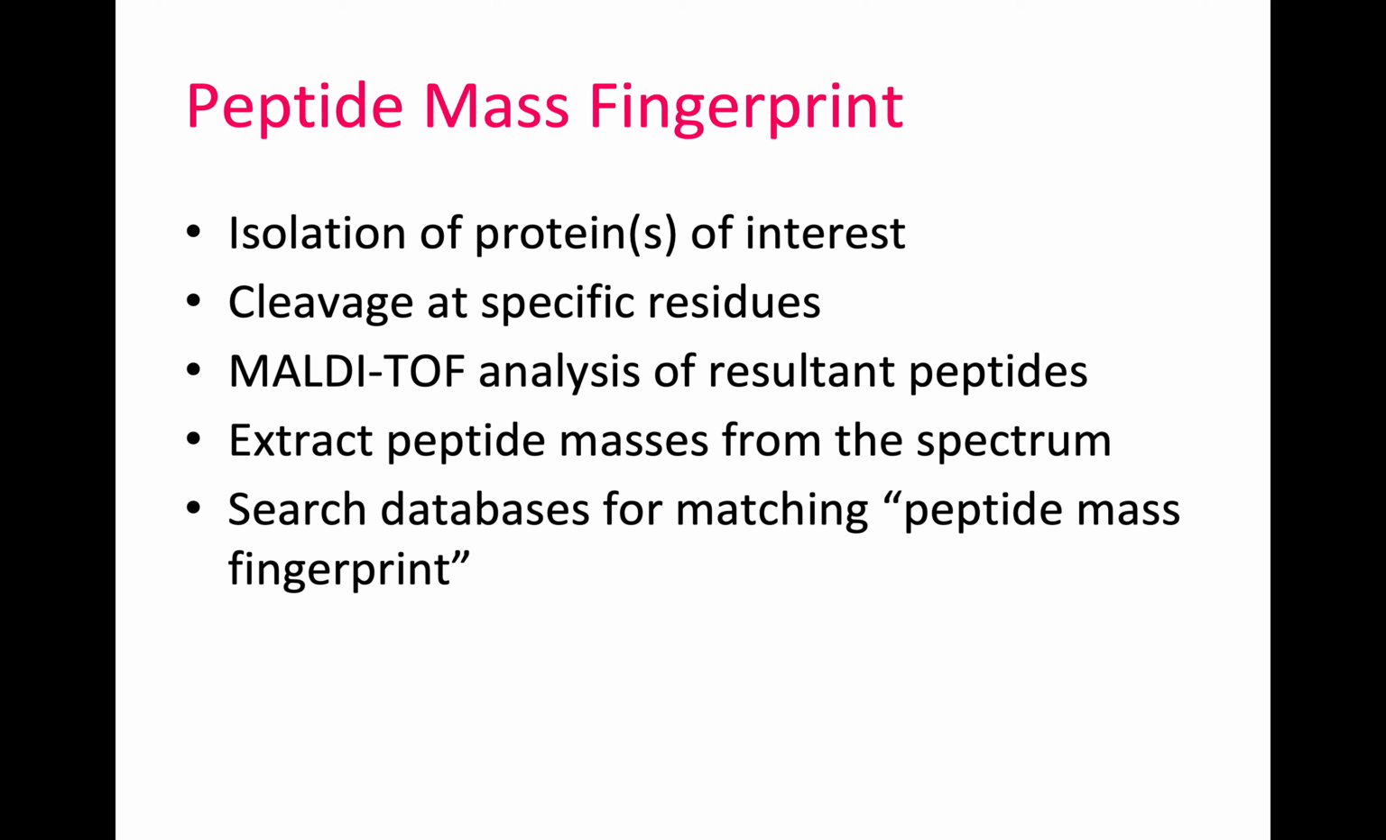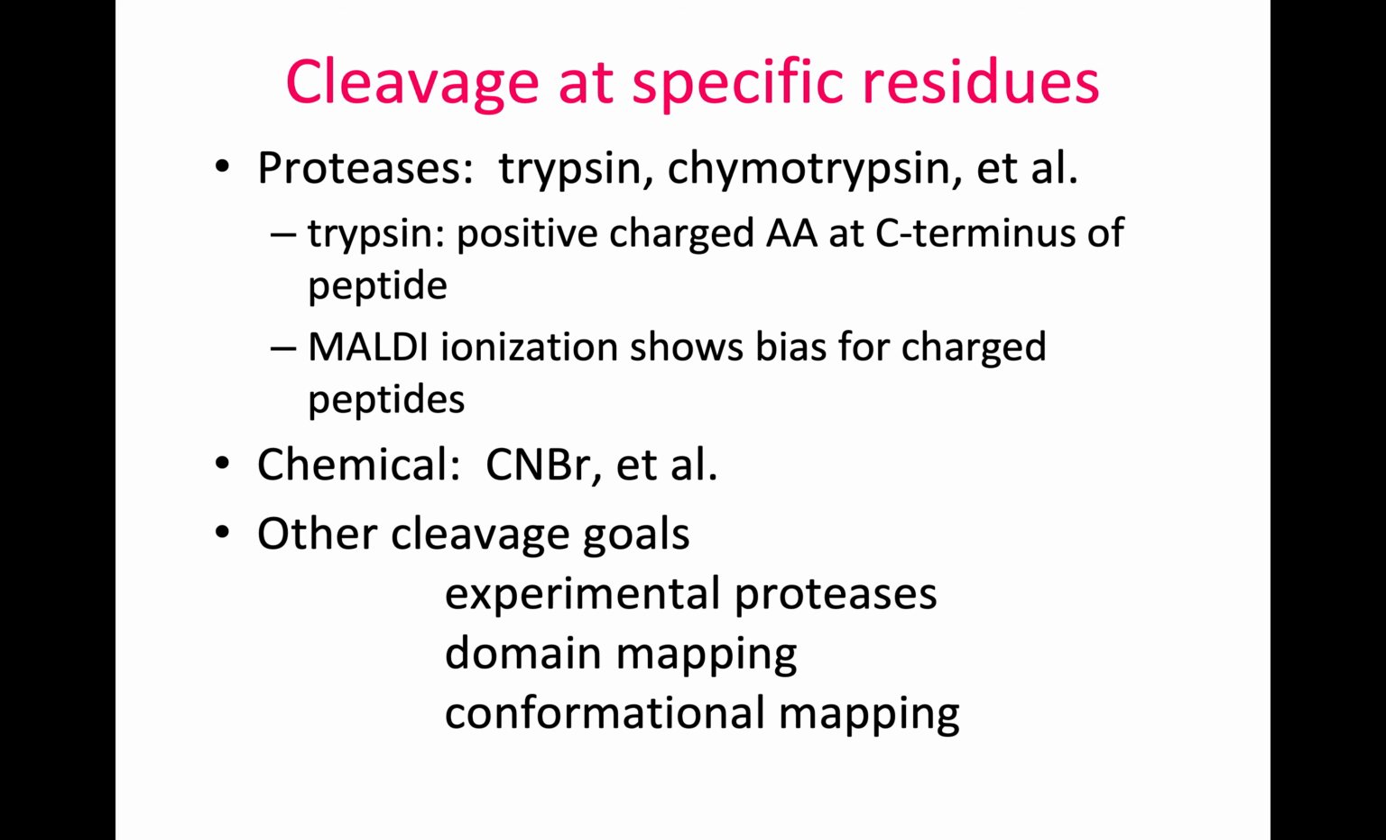So you can either proceed with normal mass spectrometry such as LC, liquid chromatography, or you can use multi-TOF, of the resultant peptides. Either way, using multi or just normal MS, you can extract the peptide masses from the spectrum, so you get lots of spectra, and you search the databases for matching peptide mass fingerprint and determine the peptide and the protein that it corresponds to.